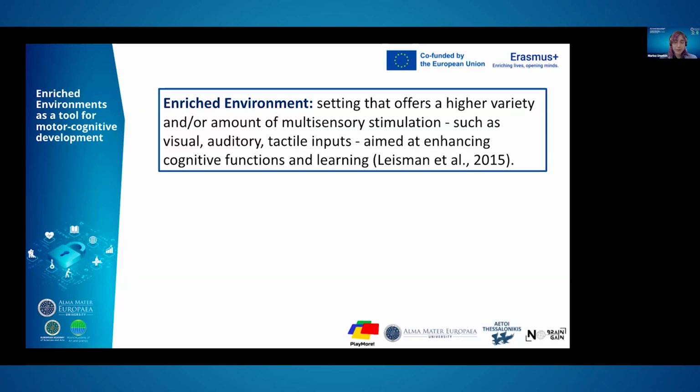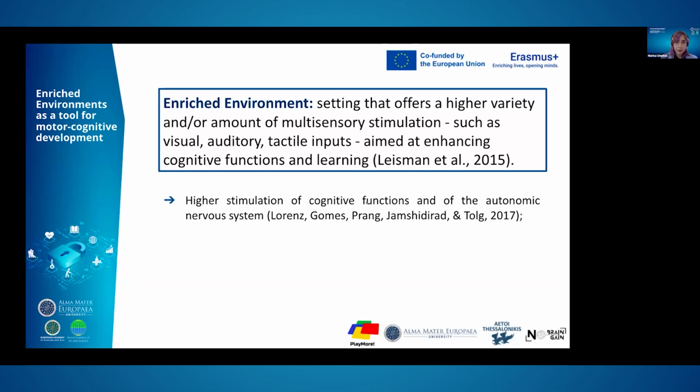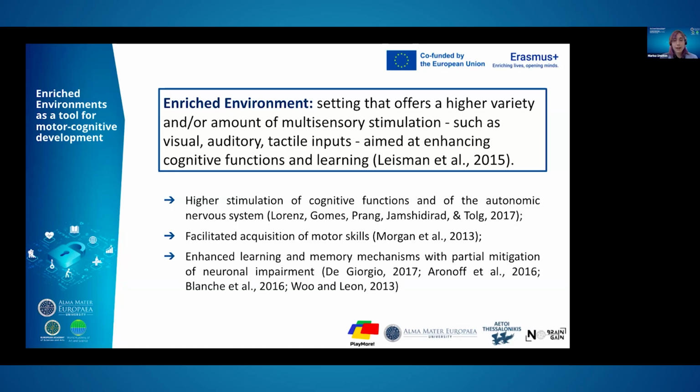And it has been shown that this has a very powerful therapeutic aim in children's development, especially during the ages from 6 to 14, where the brain is more adapted to develop. So in children that were exposed to these enriched environments, we see a higher stimulation of cognitive functions and of the nervous system, the facilitated acquisition of motor skills, even those that were initially found to be more challenging, and enhanced learning memory mechanisms and partial mitigation of neuronal impairment in children with cognitive delays or developmental disorders.